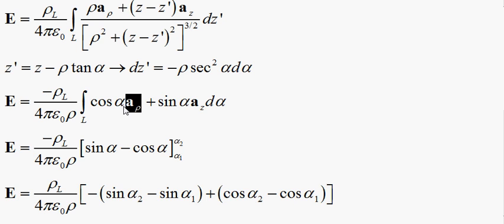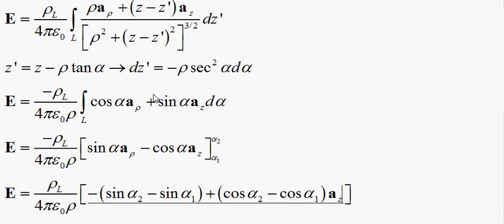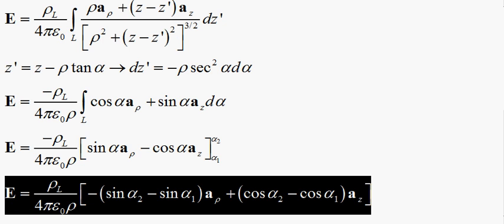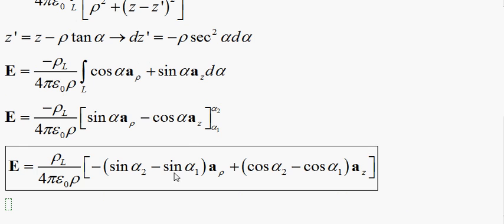And oh, we can't forget our unit vectors. Those have got to get dragged along as well. Those are actually extremely important. Cannot forget them. And this is the expression for the electric field of a finite line charge.